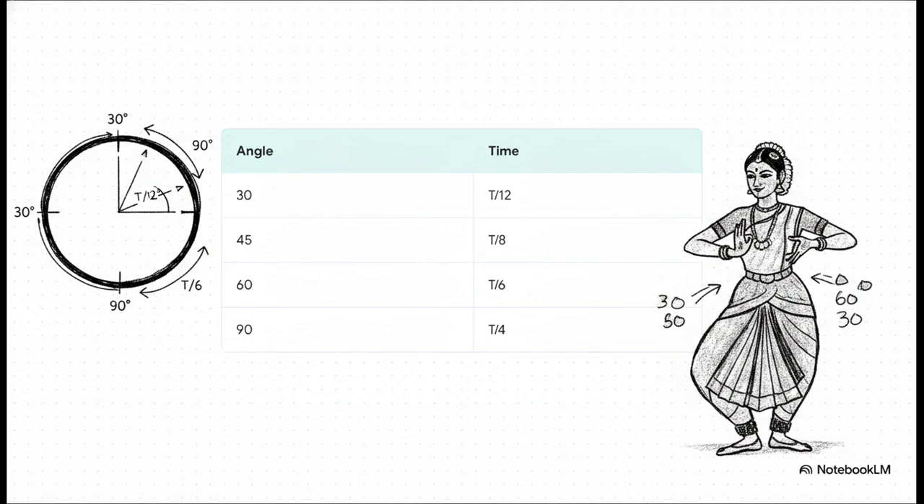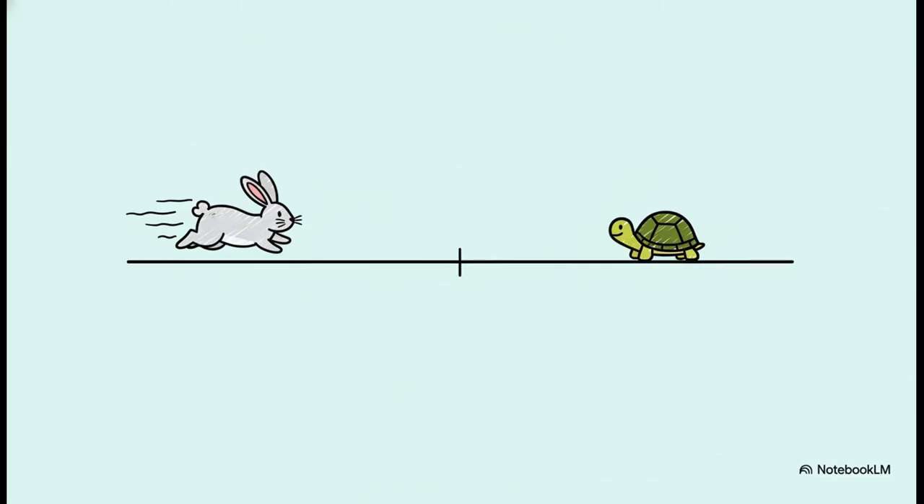60 degrees is T over 6. Honestly, memorizing these fractions is a lot like learning the choreography to a Bharatanatyam dance. You're just moving rhythmically through these 30, 60, 60, and 30-degree chunks of time and space. And this reveals a totally mind-bending truth about SHM.